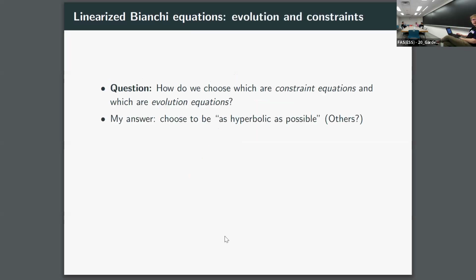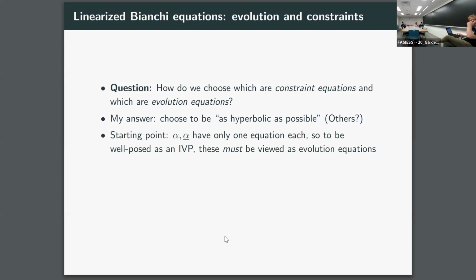And one answer that I chose, but this is by no means a unique prescription, as you will see. So I'm interested in whether there are other more natural ones. But you choose it so that your resulting system is as hyperbolic as possible, because at the end of the day, you would like to apply this theorem that I earlier quoted on well-posedness for these double null hyperbolic systems. And we do have a little bit of a starting guiding light, which is that alpha and alpha bar, these unknowns, have only one equation each. So to be well posed as an initial value problem, these must be viewed as evolution equations.